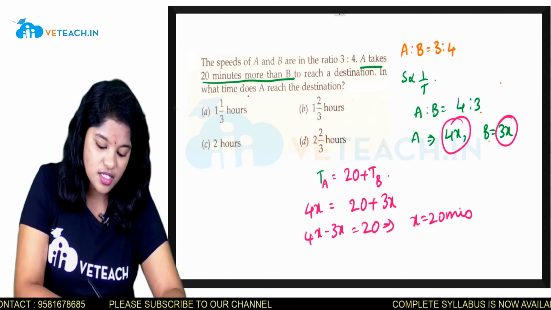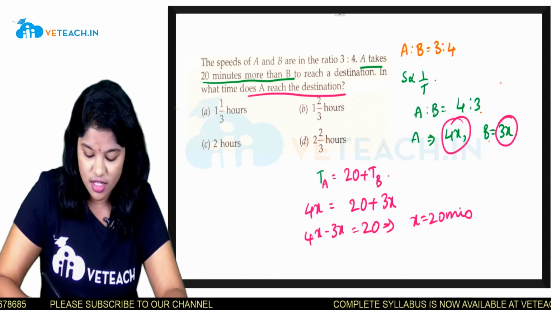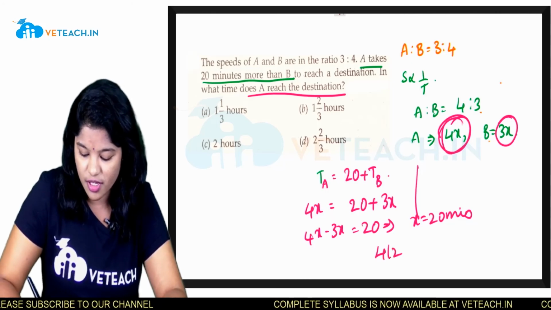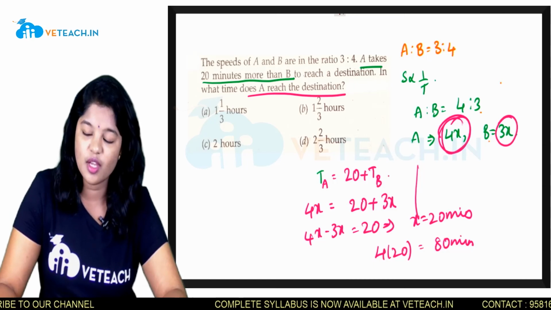Now they asked us to find the time taken by A to reach the destination. So the time taken by A is nothing but 4x. So 4 into 20, that is equal to 80 minutes, is the time taken by A.